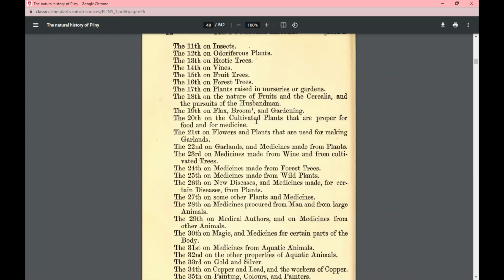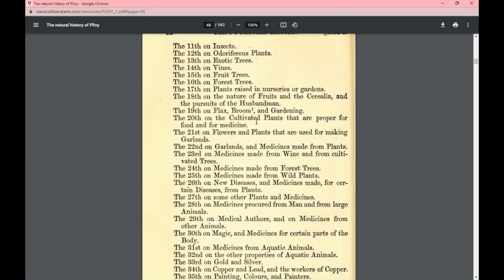Book 22 on garlands and medicines made from plants. Book 23 on medicines that are made from wine and cultivated trees. Book 24 on medicines made from forest trees. Book 25 on medicines made from wild plants. So if you want to learn all about how medicines are made from plants, we're obviously going to get into that. And you see the chapters go on all the way down to chapter 31. He's still talking about medicines.